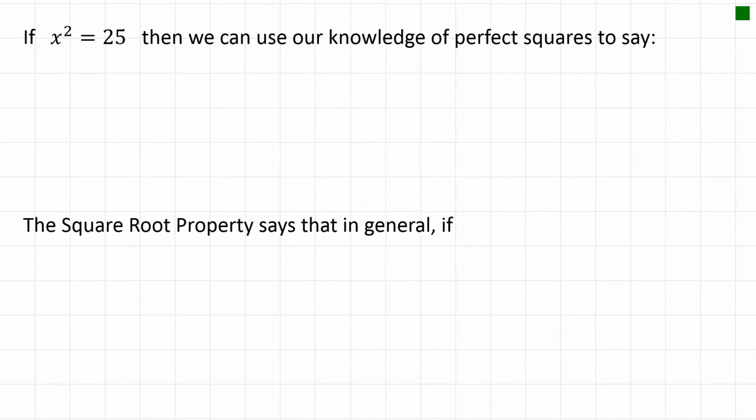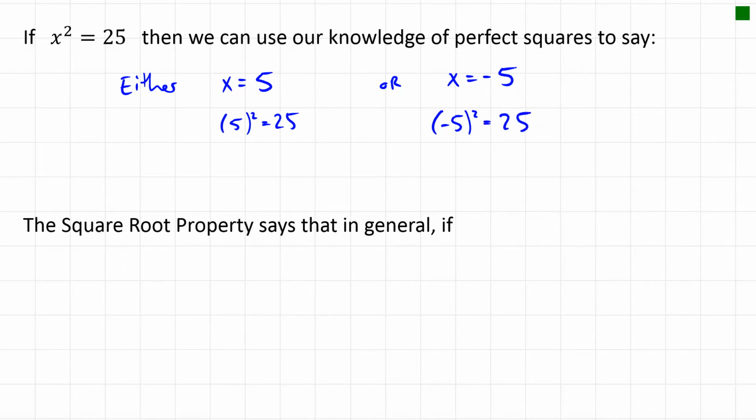So we're going to start just by looking at x squared equals 25. And we're going to use our understanding of perfect squares, which is to say that for x squared equals 25, either x equals 5, because 5 squared equals 25, or x equals negative 5, because negative 5 squared equals 25. So there's two solutions to many quadratic equations, especially one of this form, x squared equals 25. Either there's a positive solution, x equals 5, or there's a negative solution, x equals negative 5.